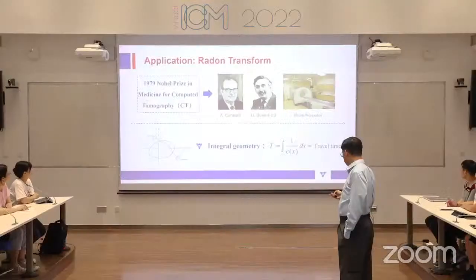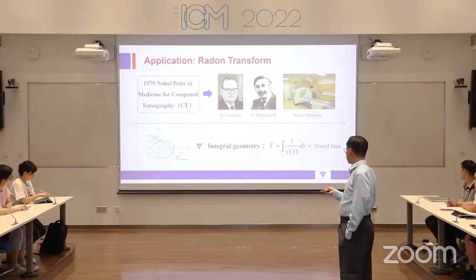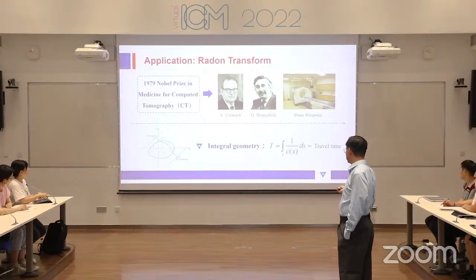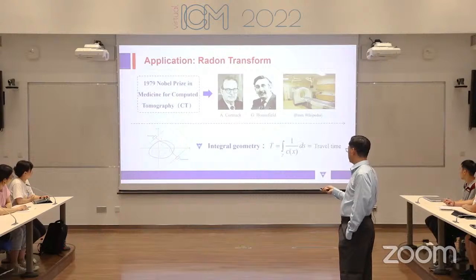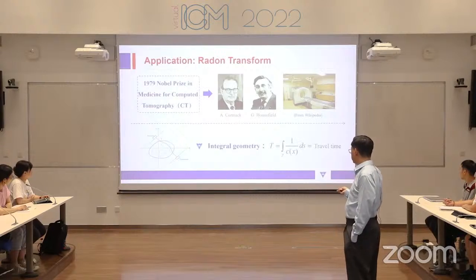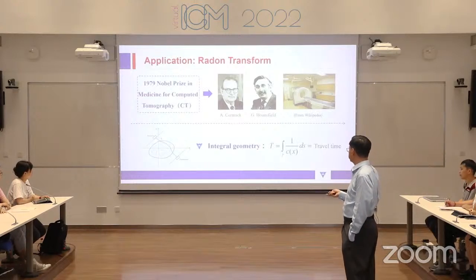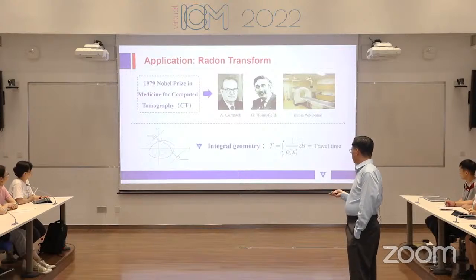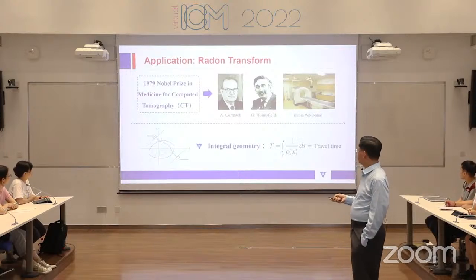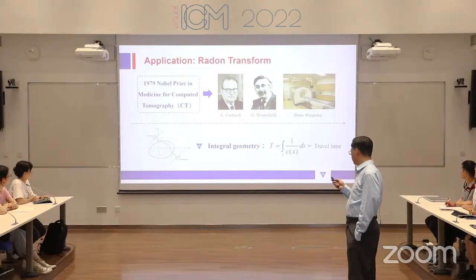In this example, you can see travel time. Now this is in geophysics, the travel time. From this information, can you reconstruct over the whole domain the function c(x)? And c(x) characterizes the medium. Here the path is no longer a straight line, so it's a much more challenging problem.